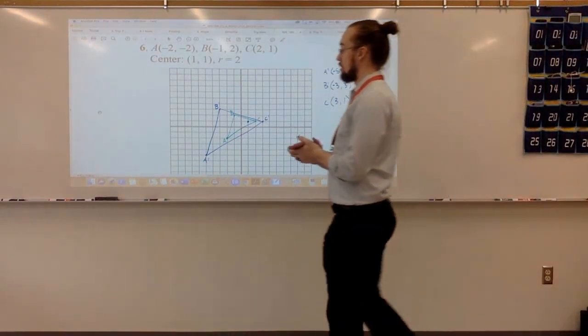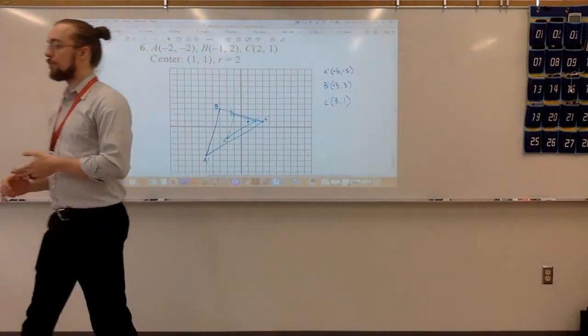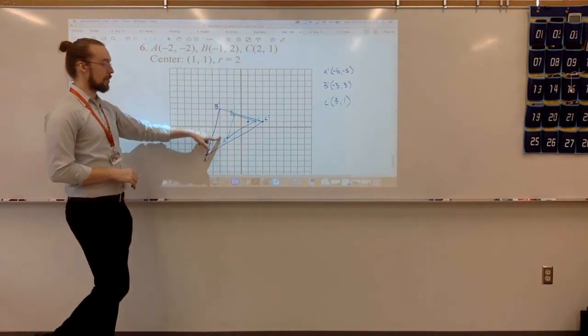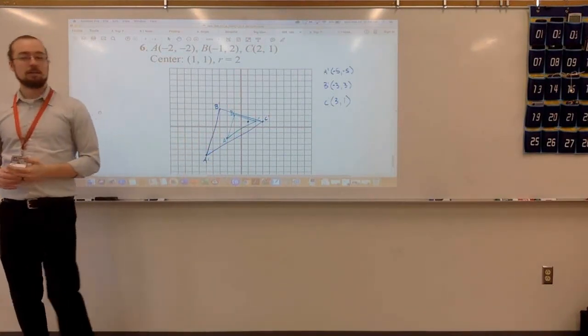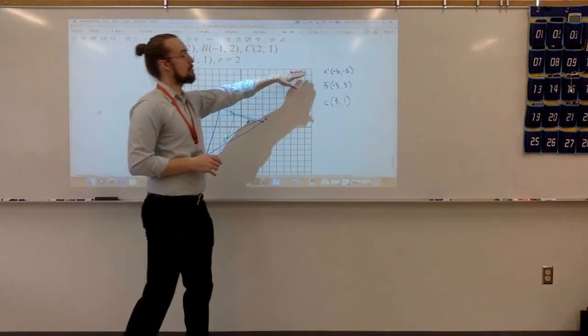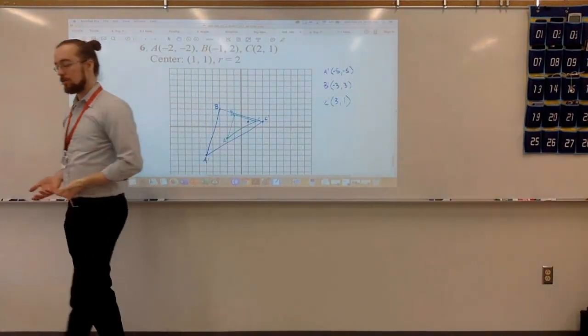Alright, for number 6 here, I think we should end up with something that looks like this. Okay, the green one is my original figure. And then the blue one is my dilated figure. Okay, these would be the coordinate points after the dilation.